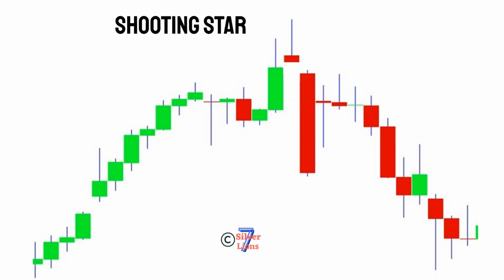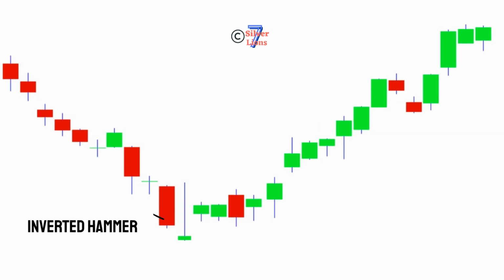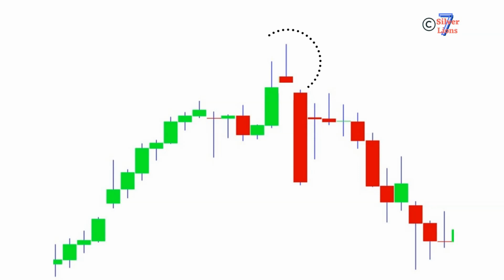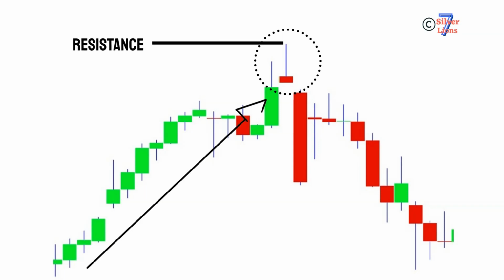Shooting star is another candlestick which looks like an inverted hammer. The shape of a shooting star candle is the same as an inverted hammer, but the shooting star appears at the top of the uptrend while the inverted hammer forms in a downtrend. The shooting star is a very reliable bearish pattern when it appears at a resistance level after a long uptrend.